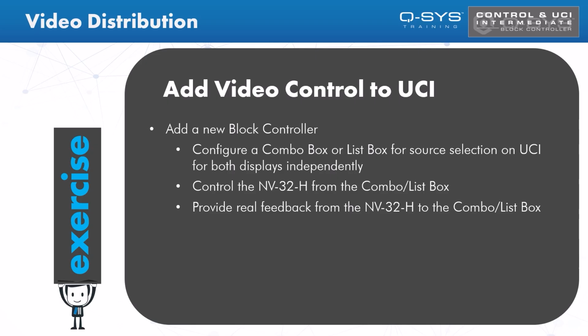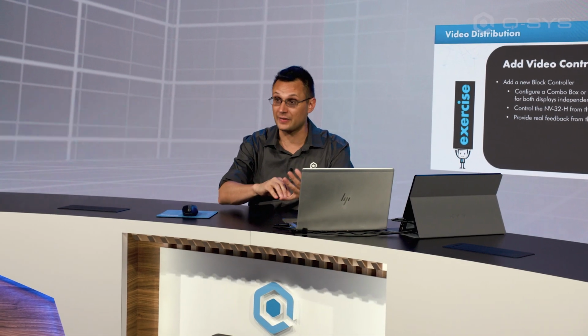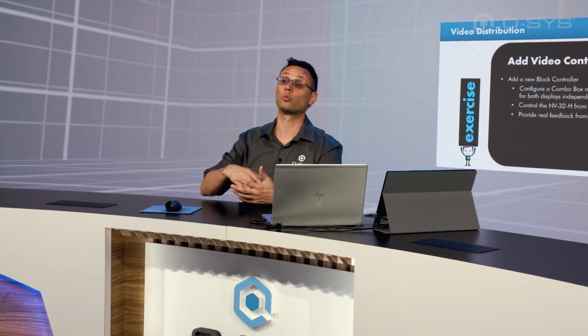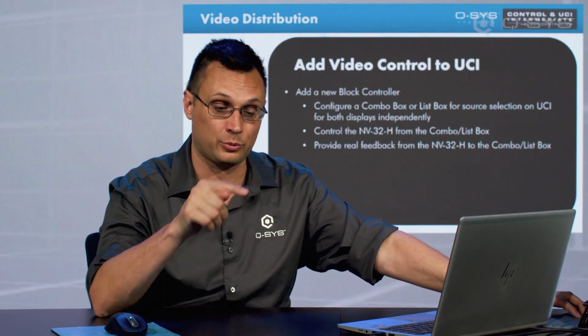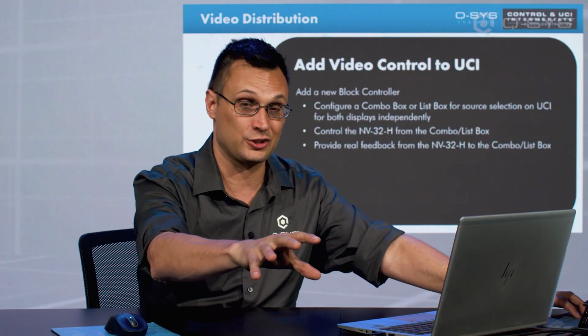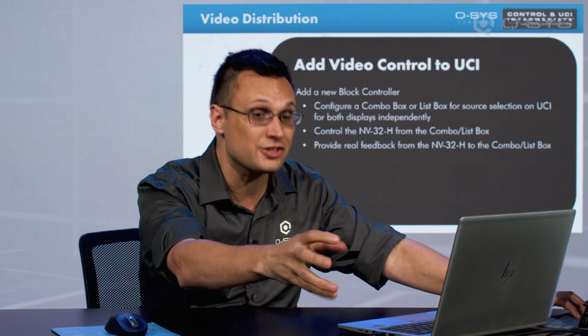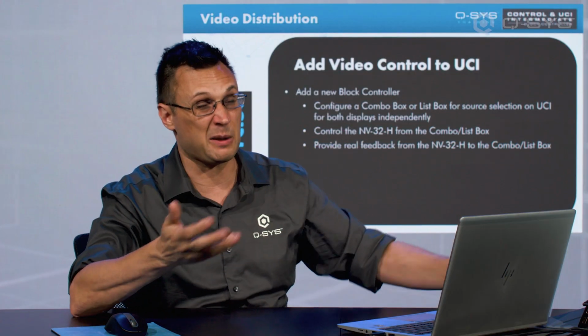Here is our list of tasks we want to accomplish. We are going to add a new block controller. We're going to add a combo box or a list box to our UCI to provide us the source selection for the left display and the right display. We're going to control the NV32H from that combo or the list box. And we also want to provide real feedback from the device to update our UCI as well. We don't just want to rely on pressing the button on the UCI to change the NV32. We want to know that when the NV32 changes, that talks back to us as well, because there's probably other things in the room that might end up changing the video routing. We want to always make sure our UCI is in sync with the actual device. Okay. So let's do all that.